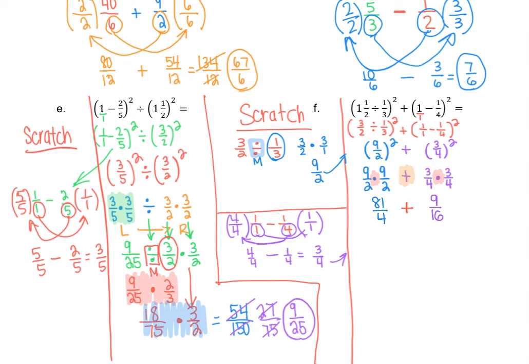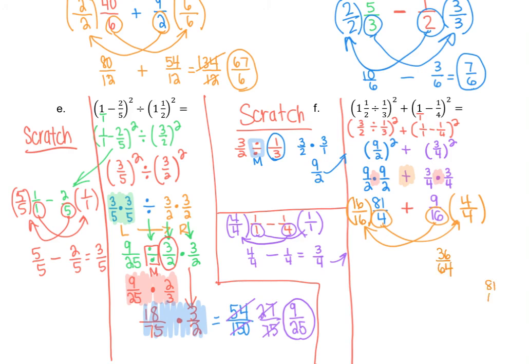And I want to add, but in order to add, I need like terms. So now I'm going to get those parentheses again. I'm going to bring the 4 over. I'm going to bring the 16 over. 4 on the top and the bottom. 16 on the top and the bottom. All right, I'm going to do the right side first just because it's smaller. I'm going to get 36 over 64.